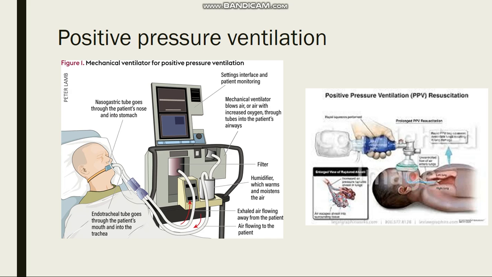Mechanical ventilation can be positive pressure ventilation or negative pressure ventilation. Positive pressure ventilation involves forcing air through the airway in order to expand the lungs. Here on the left we see a ventilator mechanism which forces air in. On the right we see an ambu bag, which is used in case of emergencies.